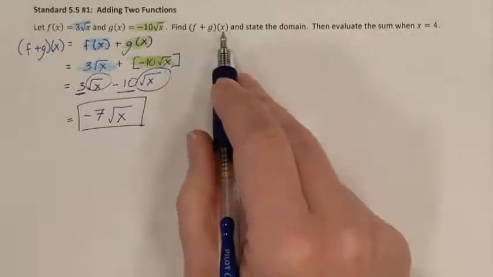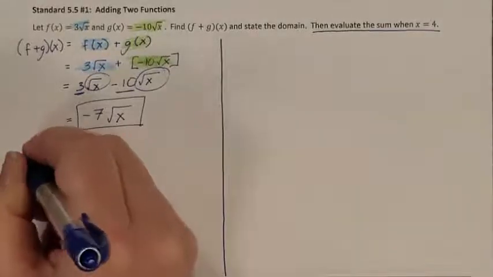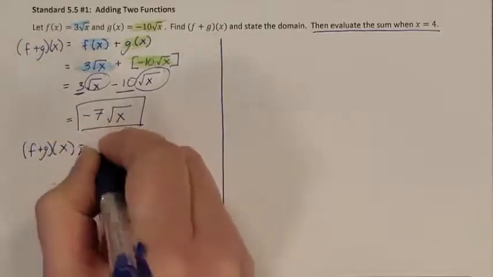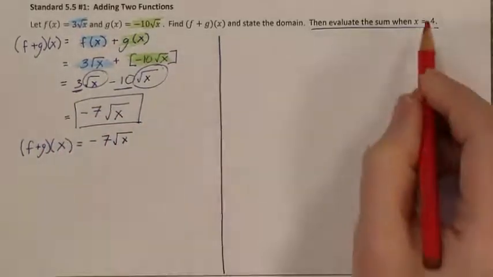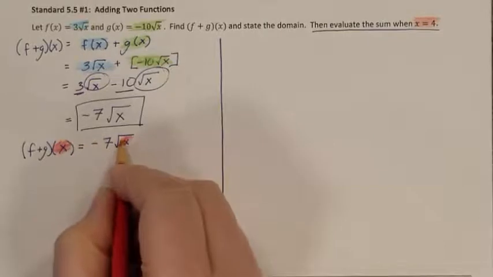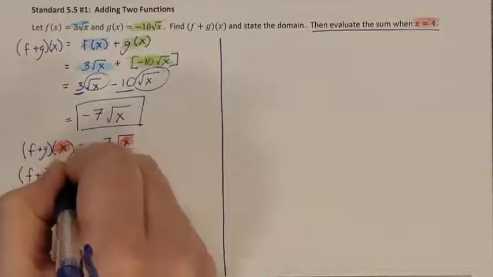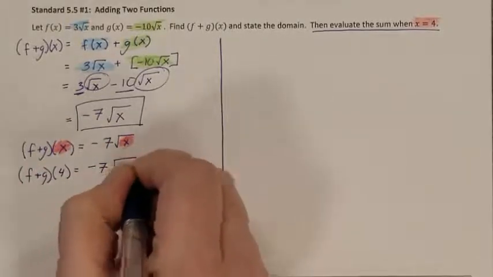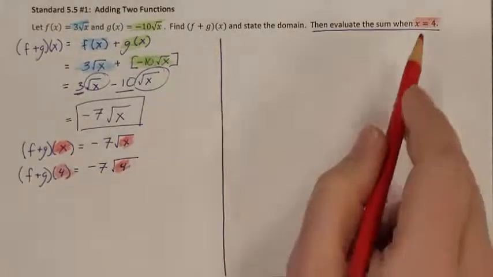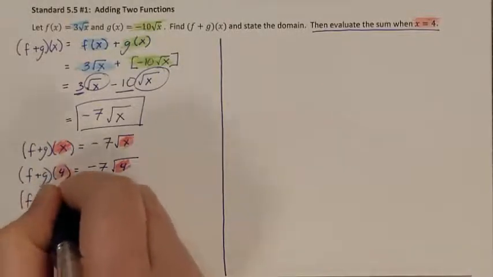After we found it, we are asked to then evaluate our new function when x is 4. So I have the f plus g of x function equaling negative 7 square root of x. But I am now given x to be 4, which means I need to replace these x's with the number 4 and evaluate. So my new f plus g function at 4 is going to be negative 7 times the square root of 4. These x's were replaced with the number 4 that I was told to evaluate at.